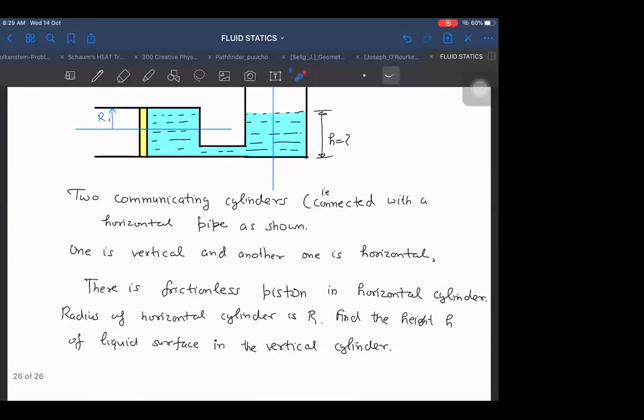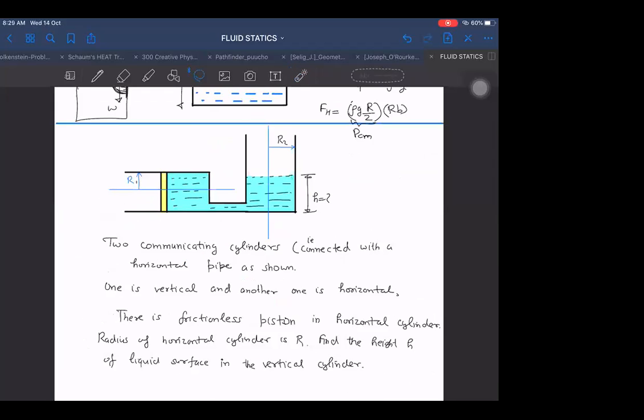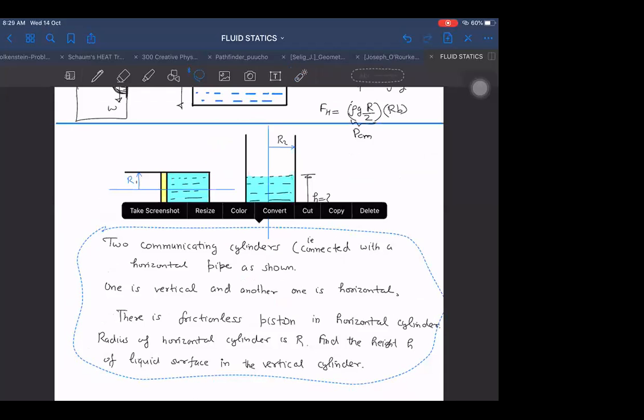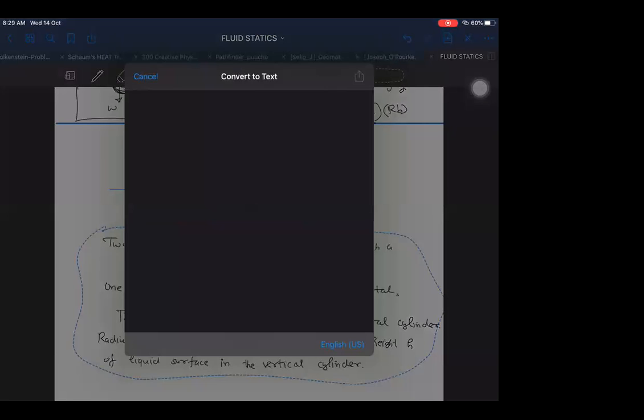Do the second one now. Do one thing actually. Take the snapshot of this question. Taken. Yes, sir.